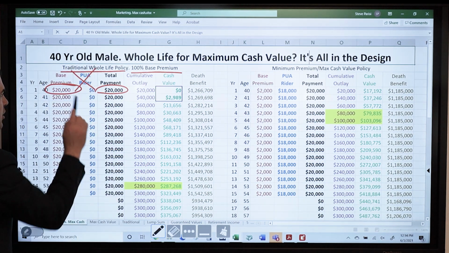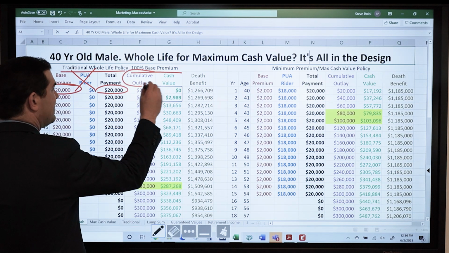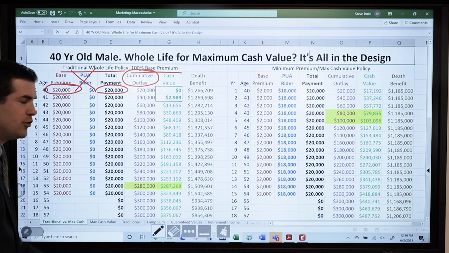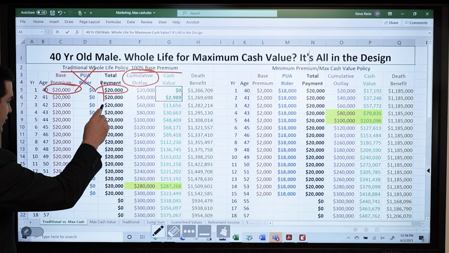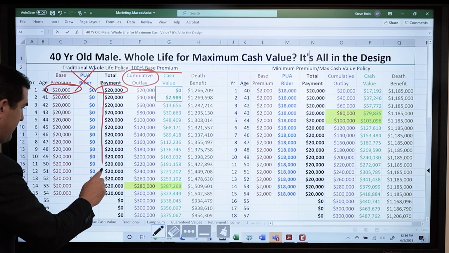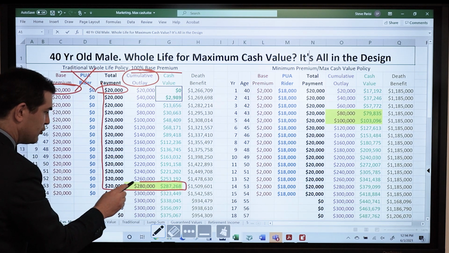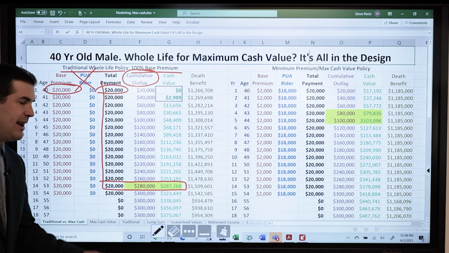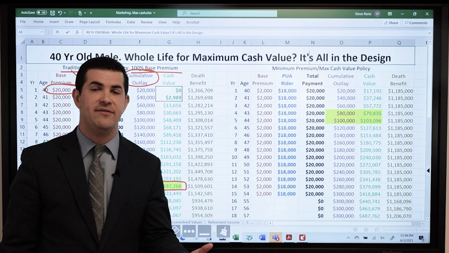Nothing directed toward the PUA component. We tallied up his payments here to really track the break-even point. So here, he's paying in $20,000 per year, and by year 14, he's paid in $280,000 total and he has $287,000. That is a long time to break even.